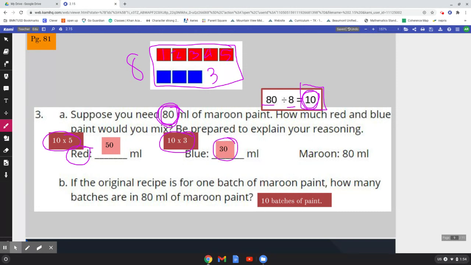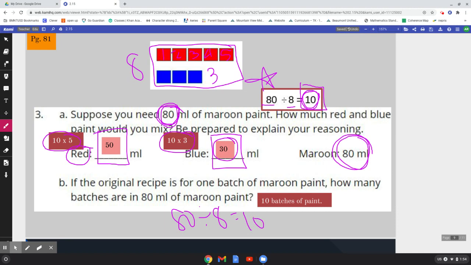Now take note, like I did earlier, this 50 of the red and this 30 of the blue makes the total for maroon 80. So if the original recipe is for 1 batch of maroon paint, how many batches are in 80 milliliters of maroon? And that is what I answered for you just up there. You would do the 80 divided by the 8 in the original, and you would get 10. And it would be 10 batches for the maroon.